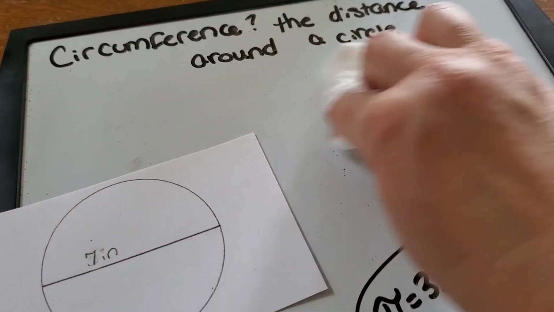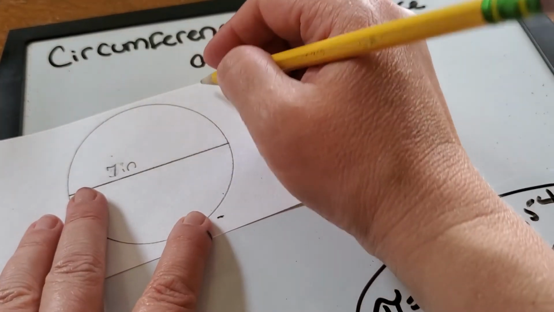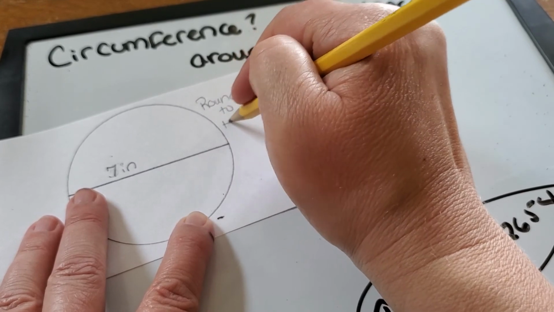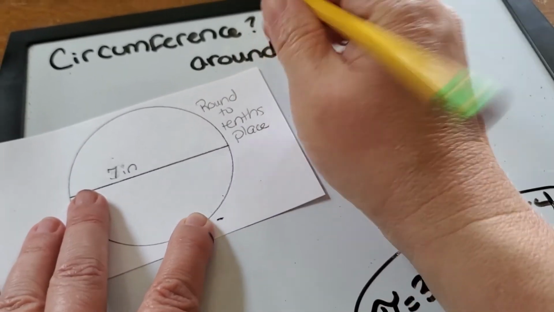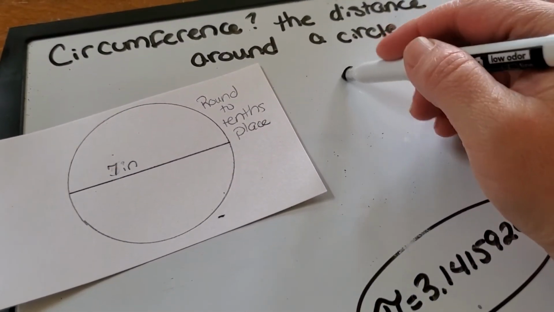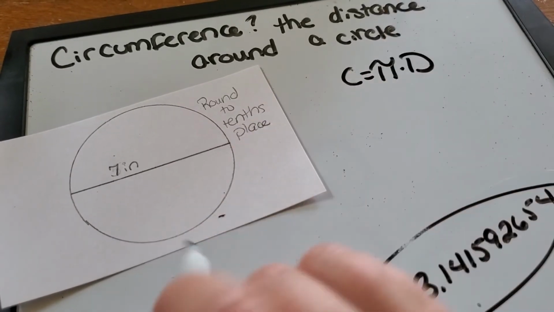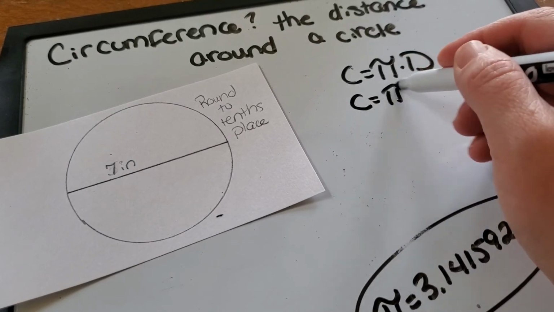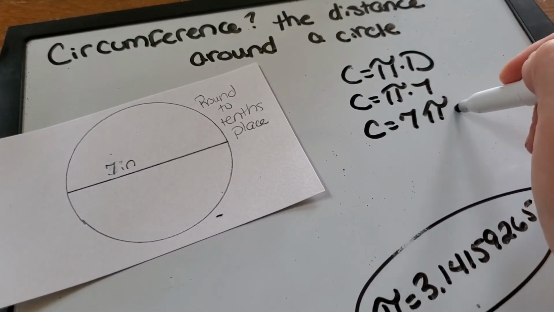This time the diameter is 7 inches, and we're going to find the circumference, and let's round it to the tenth place. Oops, sorry, I hit the phone. So start with your formula. Circumference equals pi times diameter. The diameter here is 7 all the way across, so it's pi times 7, or 7 pi inches.